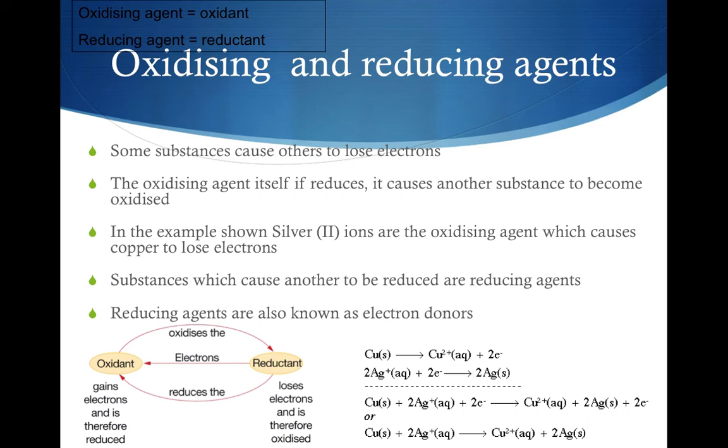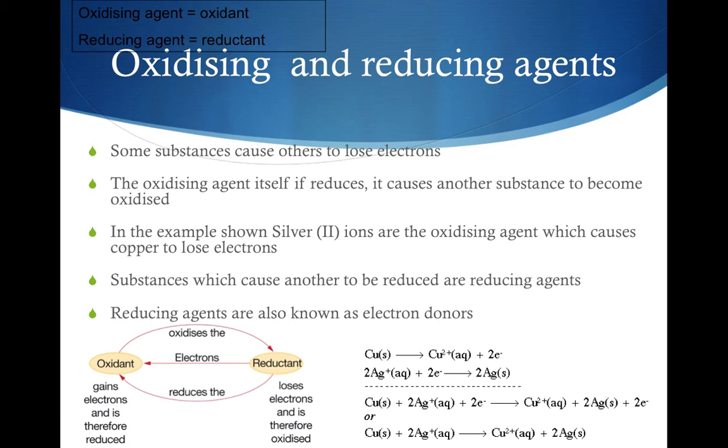Now there are some things that cause others to lose electrons. If we cause something else to lose electrons, then it is causing oxidation, so it is an oxidizing agent. When it causes that, that means that it itself must be reduced, because it's causing something else to lose electrons, so it's got to take those electrons from it, because the electrons can't be on their own.